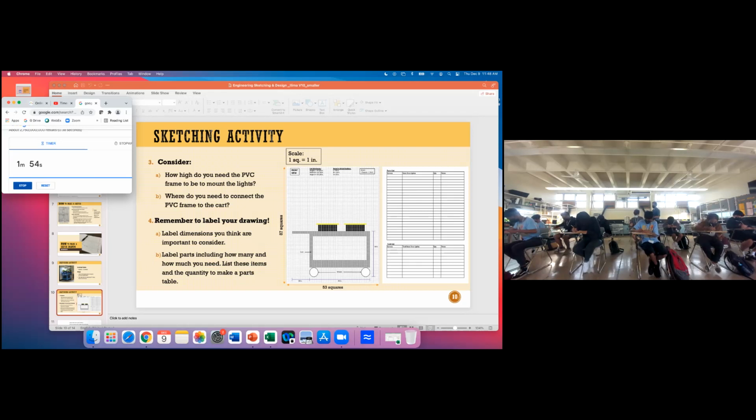So for those who have already finished the frame, you can consider where and how you will mount the grow lights. So you need to consider that.